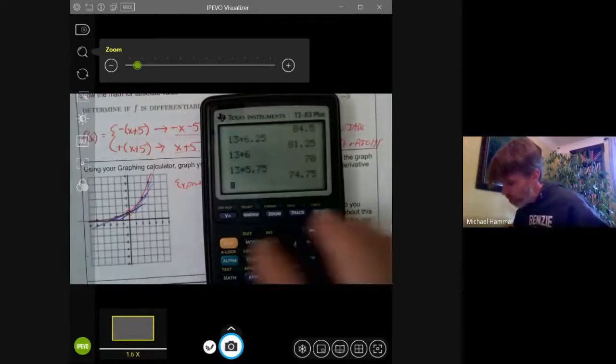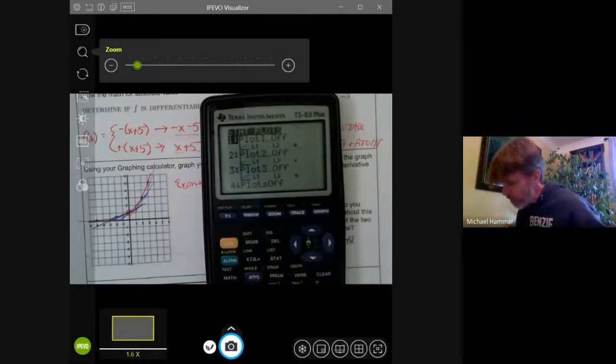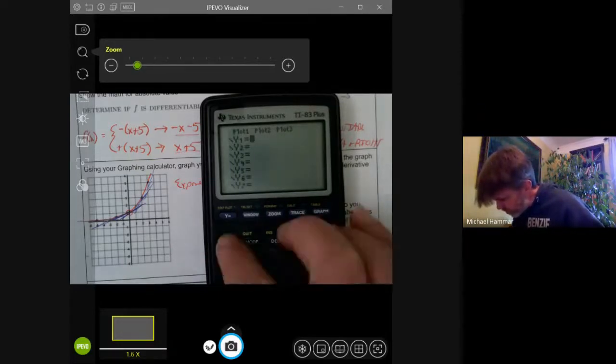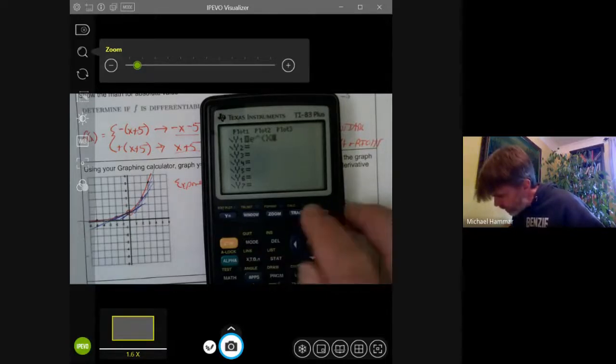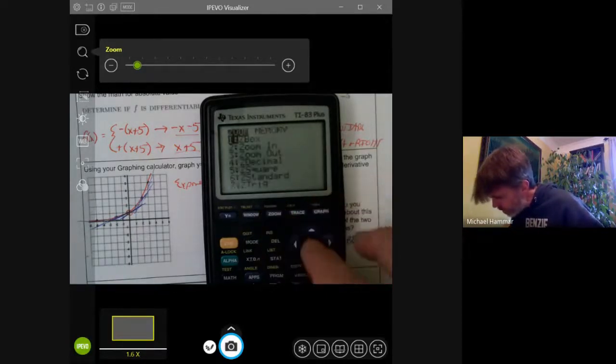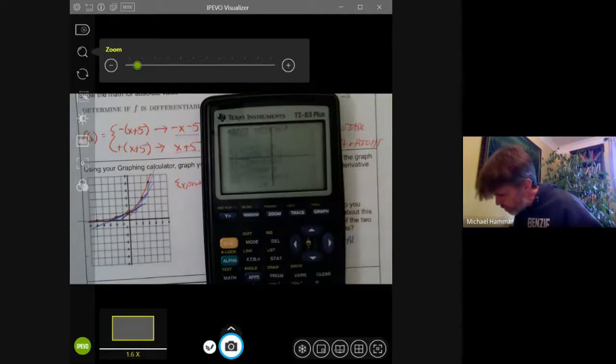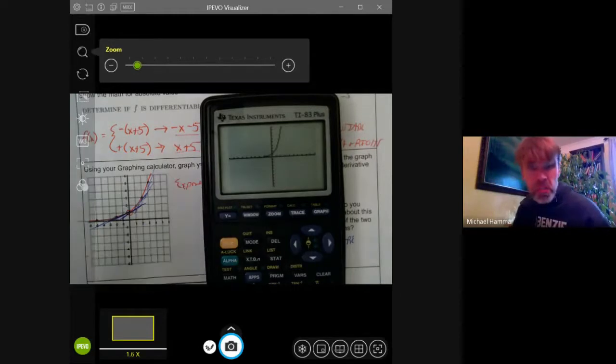Now, I do want to review with you how to do this on your graphing calculator as well. So let's go into our graphing calculator. Let's clear this out, and let's just put in e to the x, using second e to the x. Then let's zoom into a standard window, and you should see the graph go like that. There's your basic graph.